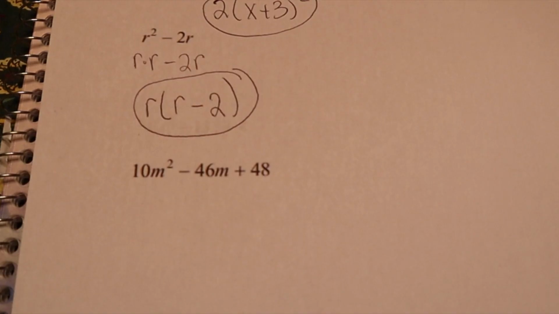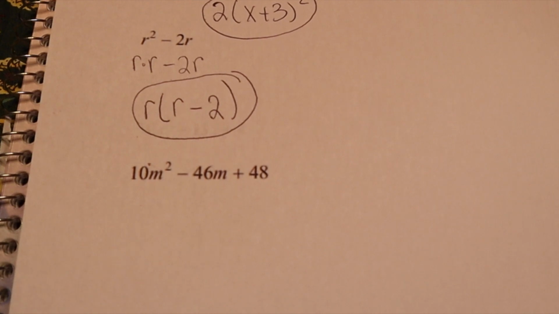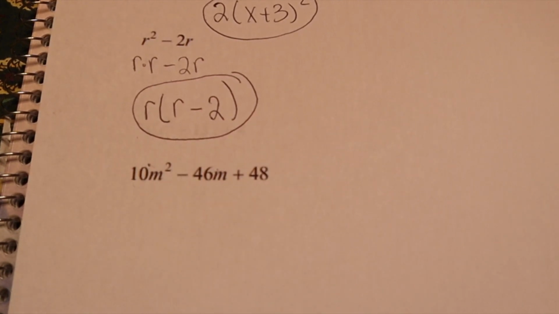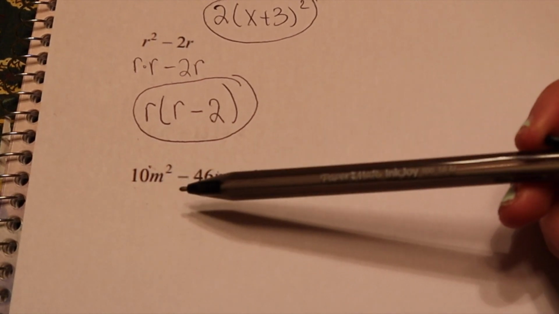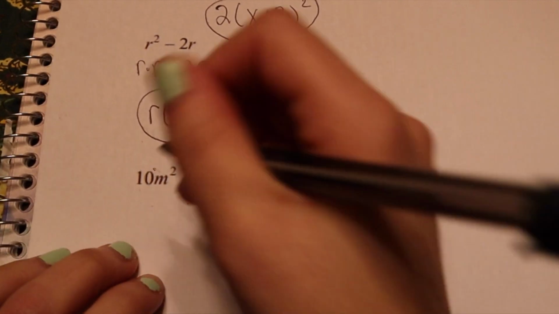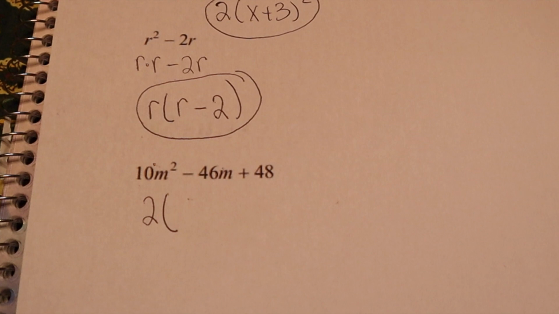For my next problem, this is again a trinomial. But we have a coefficient that's not 1 in front of our m squared term. So I need to see if I can factor that out to begin with. Is there a common GCF? So my first instinct would be to pull out a 10. However, 10 does not go into 46 evenly. 10 does not go into 48 evenly. So now you need to think about another number you can pull out. 10 is even, 46 is even, 48 is even. So the greatest common factor I can pull out will be a 2. It's okay if you can't pull out the whole coefficient in front, just pull out what you can.